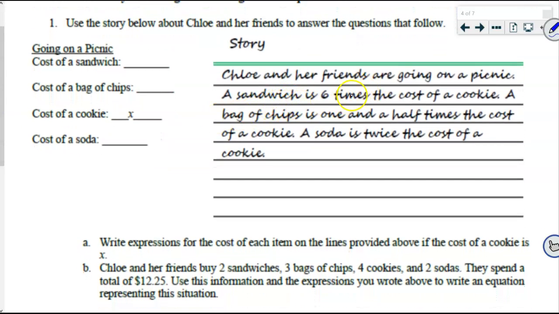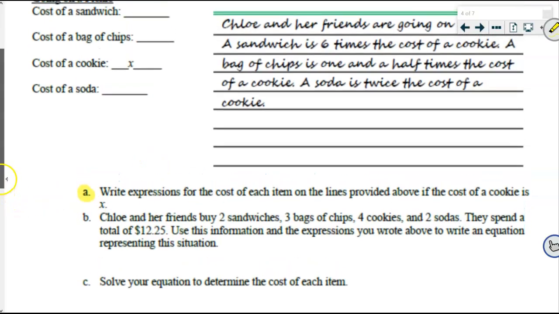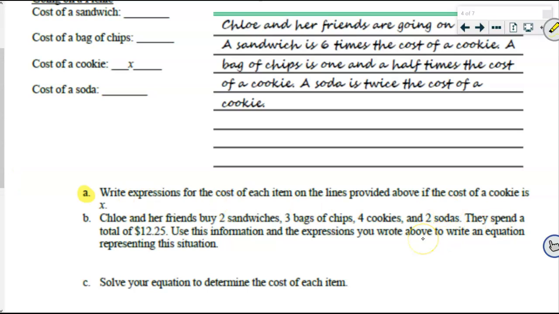Chloe and her friends are going on a picnic. A sandwich is 6 times the cost of a cookie. A bag of chips is 1.5 times the cost of a cookie, and a soda is twice the cost of a cookie. What we need to do first, and this is the key to being successful on these types of problems, is write expressions for the cost of each item before you try and write expressions or an equation that tie everything together. Baby step it.